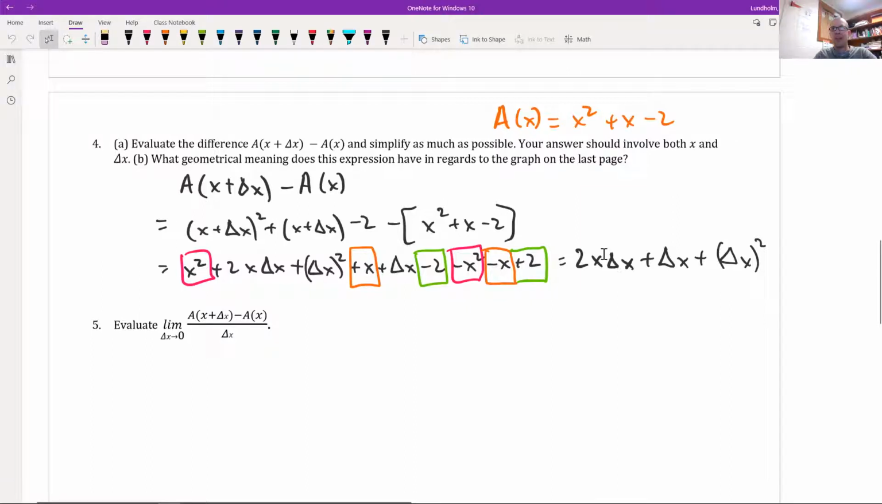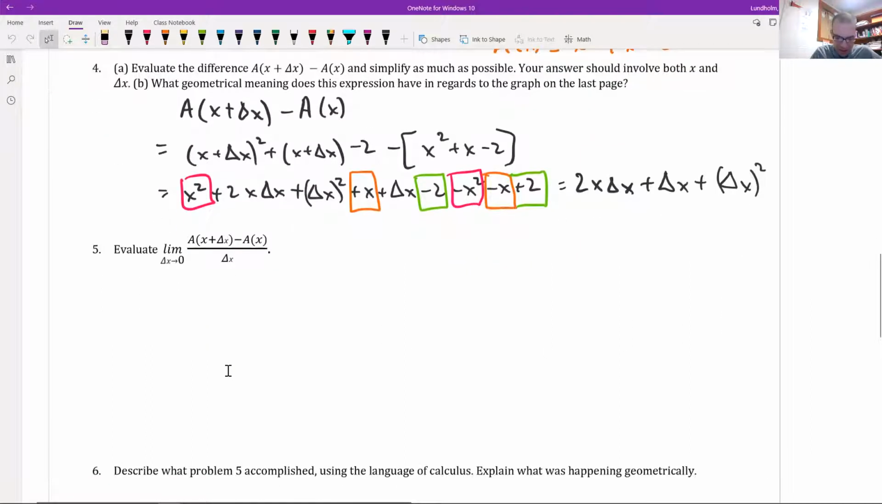Okay, but here we are. x delta x plus a delta x plus a delta x squared. And what we're going to do is evaluate this limit. We're pros at limits now.